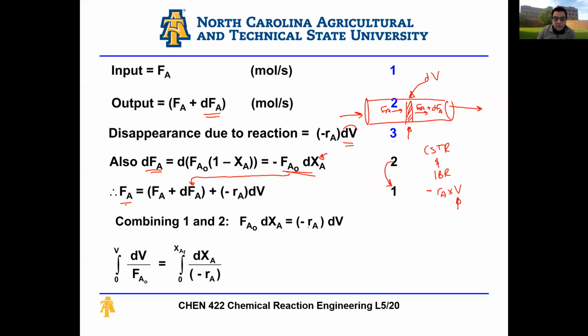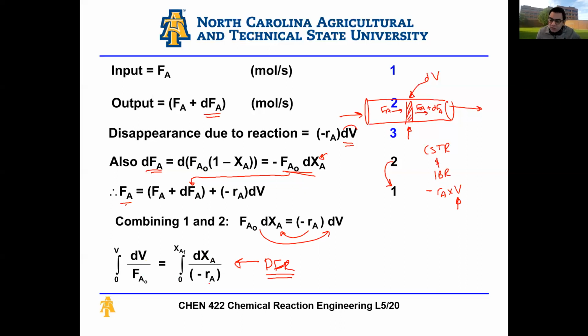Now if I separate the variables, so I move this minus RA here and then move this FA0 here, I get this expression. dV over FA0 is equal to the integral of dXA over minus RA, from 0 to XA final and from 0 to V. And this is your performance equation for a PFR. And you need to know this as well.